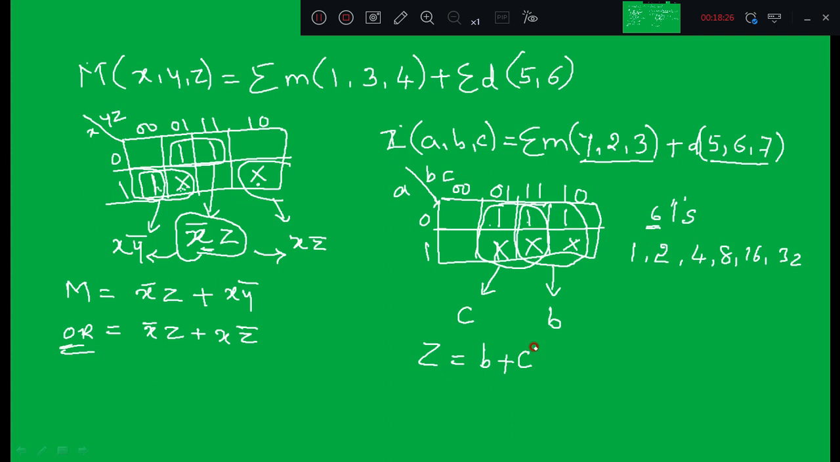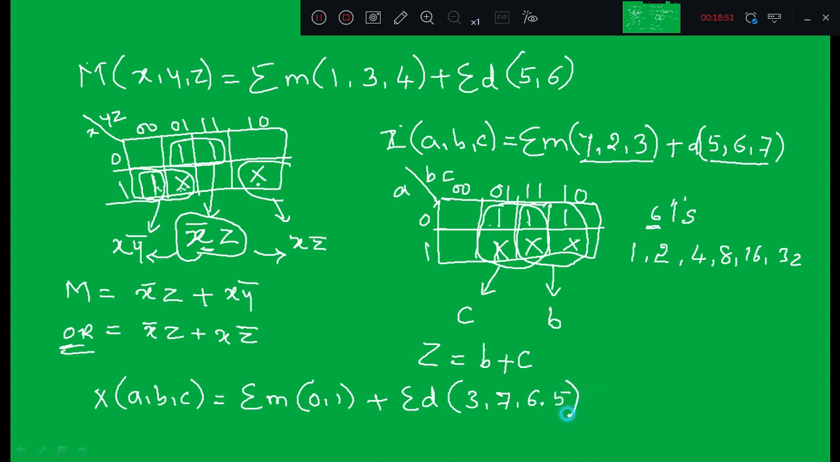Okay, so I hope you are clear with all these examples. For homework purposes I'll give one example. Let us take this down as homework and try to solve it yourself. Okay, 0 1 plus summation of D 3 7 6 and 5. So take this as homework. Solve it, we'll see it in the next class. Okay, thank you.